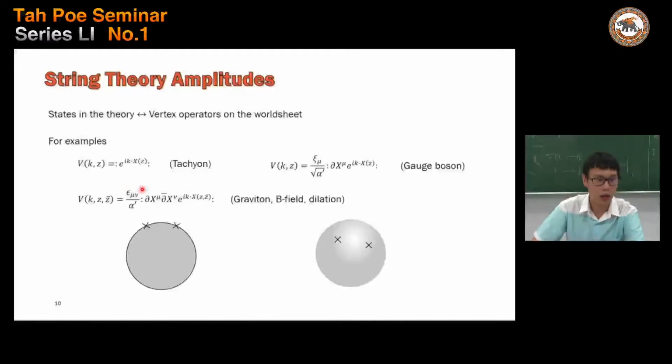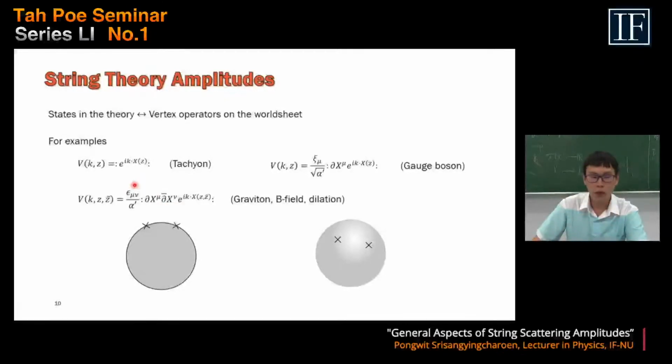Okay, but every vertex operator is proportional to this exponential here. What is different is the derivative of the field and the polarization vectors. And it depends on what theory we are working on.